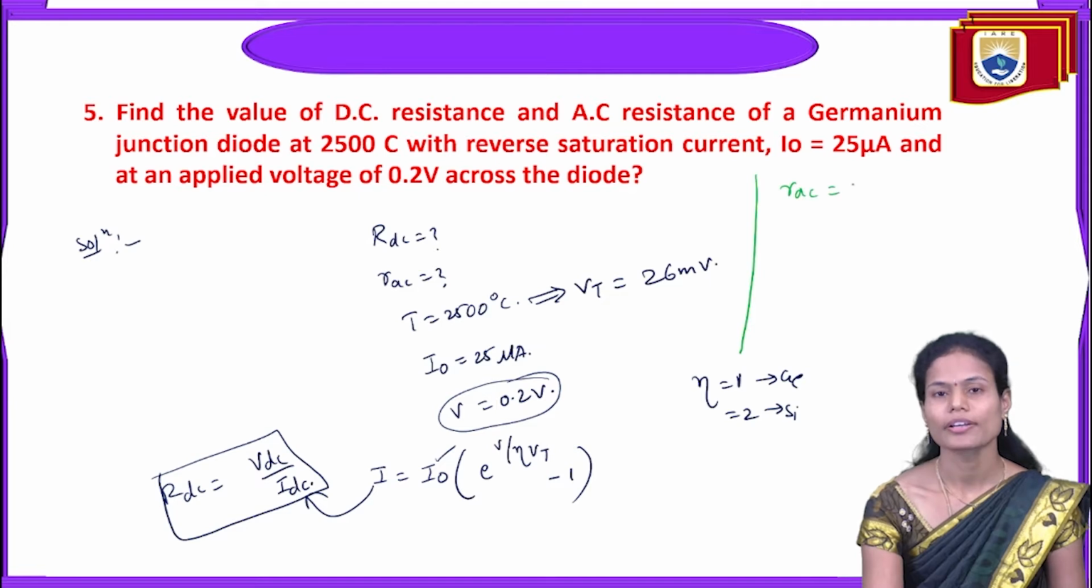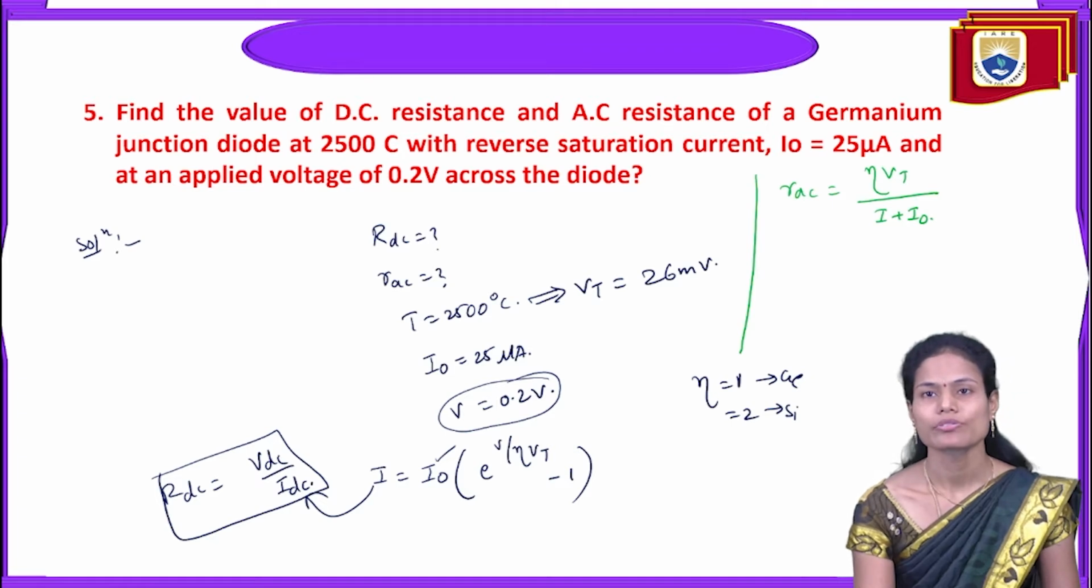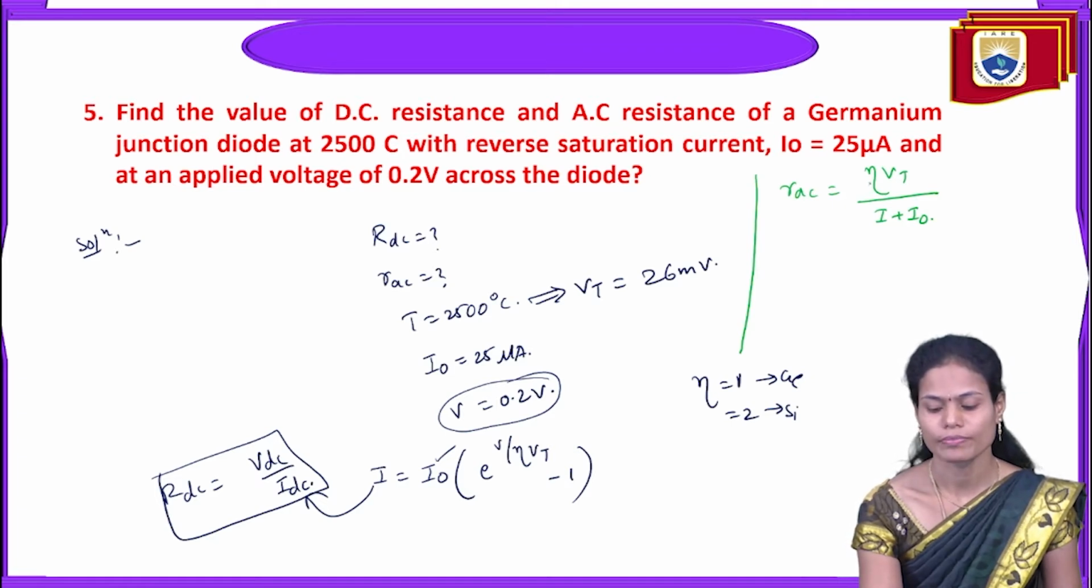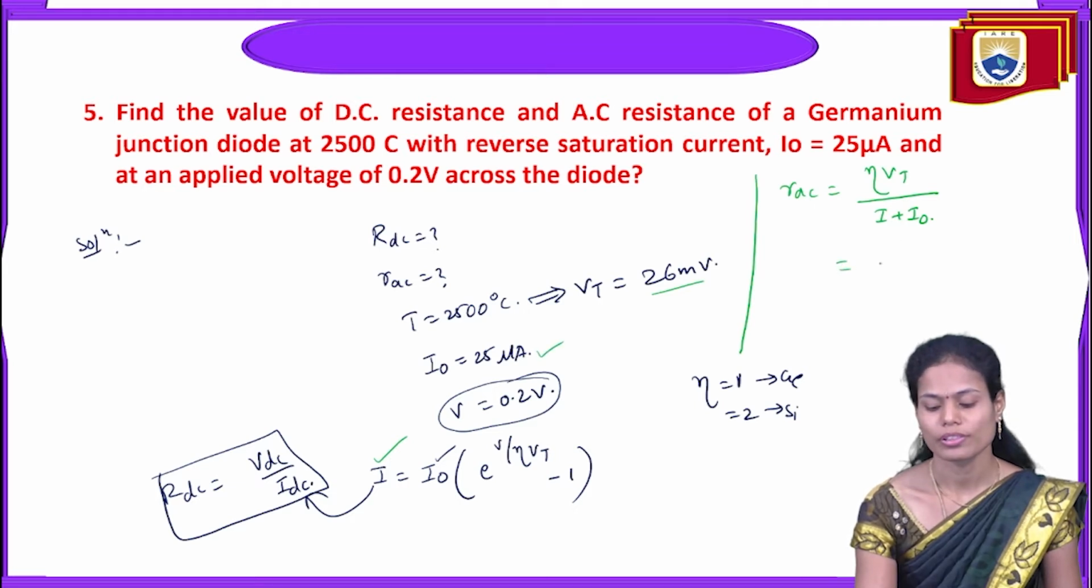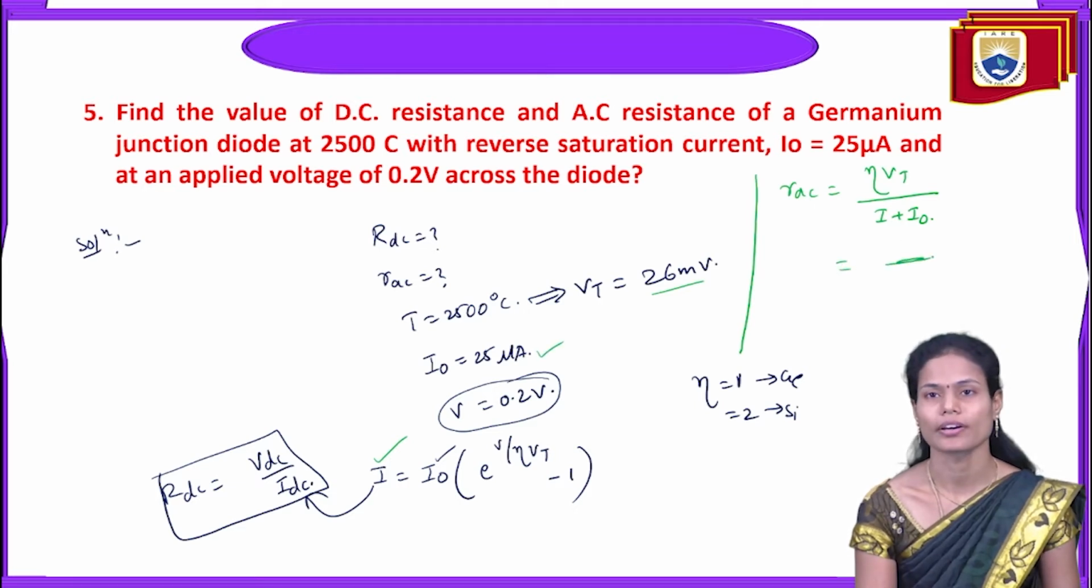To find the RAC value here, we have the formula eta Vt by I plus I naught. Here also we have all the values. Eta is 1, Vt value is 26 millivolts, the I value we can calculate from this equation, and I naught is given. So if we substitute all these values, we will get the RAC resistance.